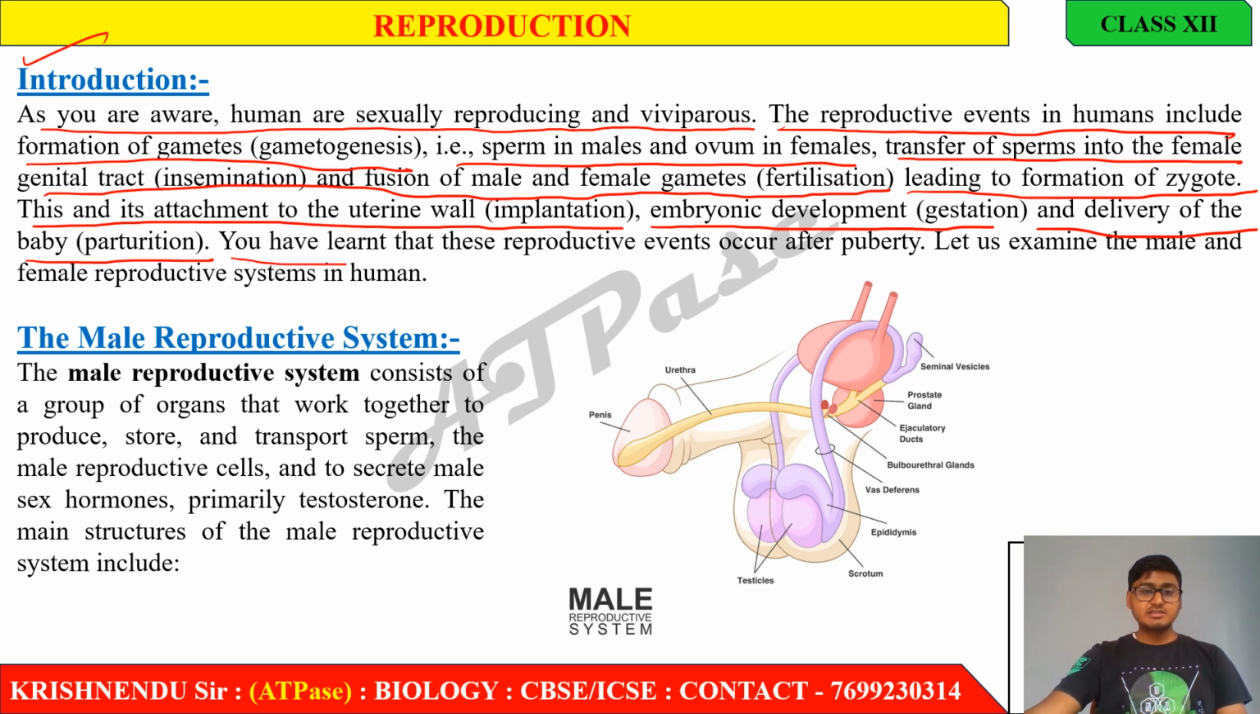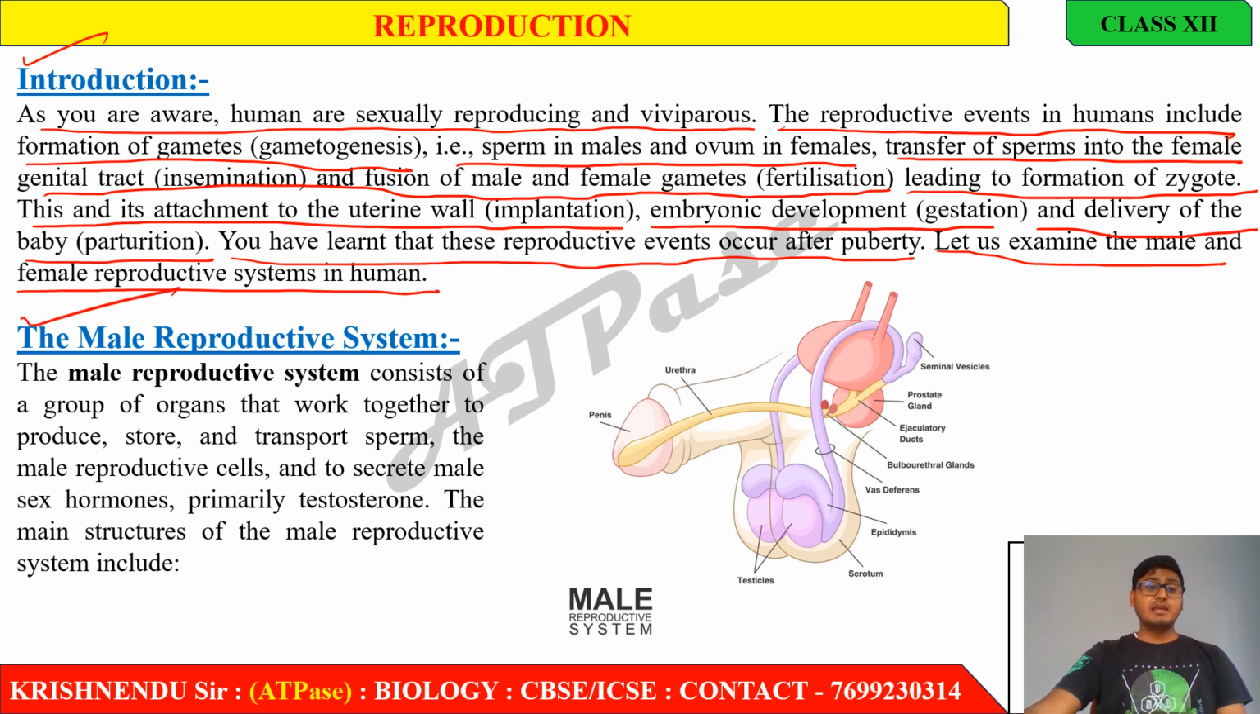You have learned these reproductive events occur after puberty. In your previous class you already know that both male and female human beings have a pubertal age. Okay, after puberty they are capable of performing reproduction. Let us examine the male and female reproductive system in humans.